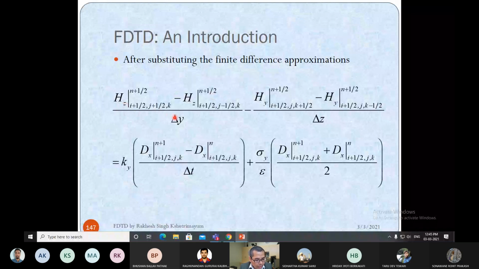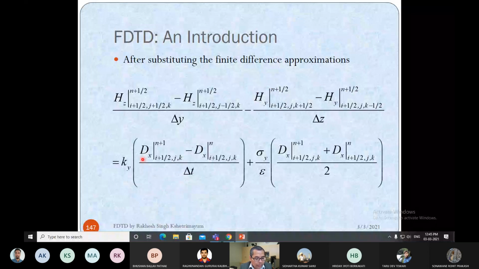Partial derivative with respect to y, so i plus half, j minus half. k would be integer. And you are doing the partial derivative with respect to z, and it is at the center of the faces along the xz plane. So i plus half, k plus half, i plus half, k minus half, at the half integer time step n plus half here.